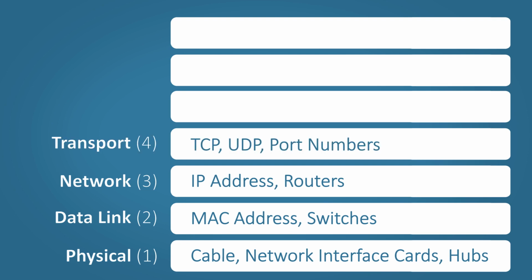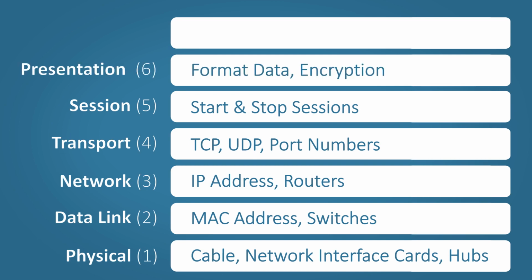Layer 4, the transport. The transport layer of the OSI model adds the transport protocols such as TCP and UDP. TCP, for example, is used for error handling and sequencing to ensure no data is lost. This layer also adds the source and destination port numbers. Layer 5, session. This layer is responsible for establishing and terminating connections between devices.